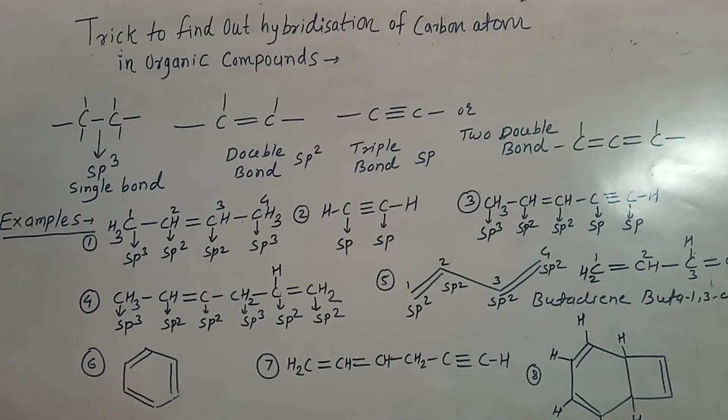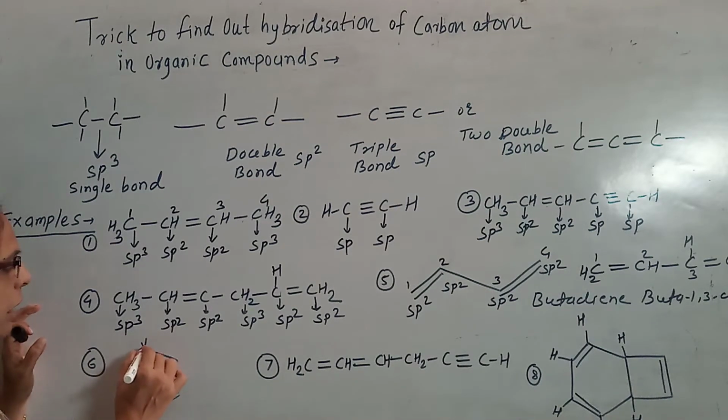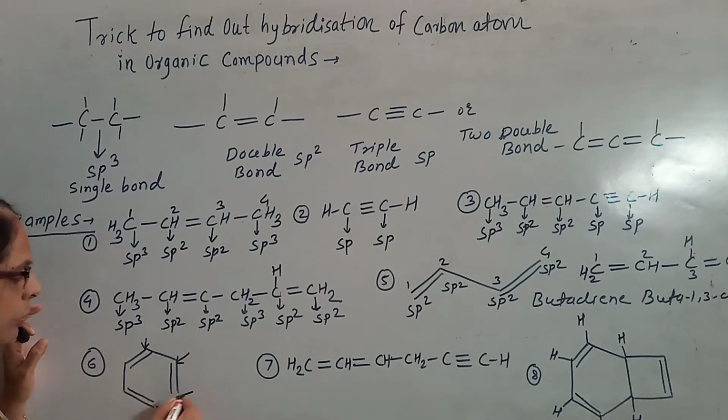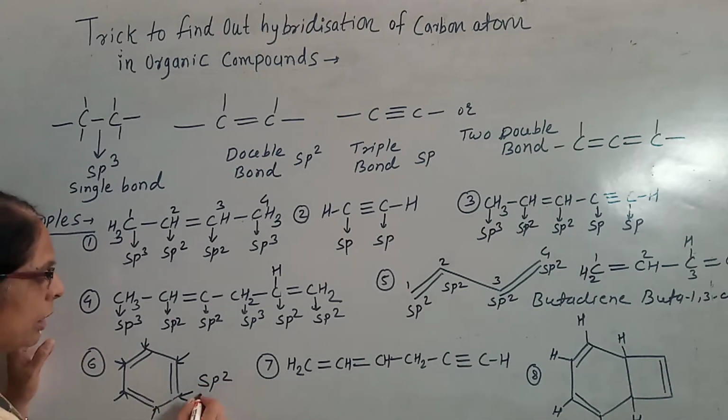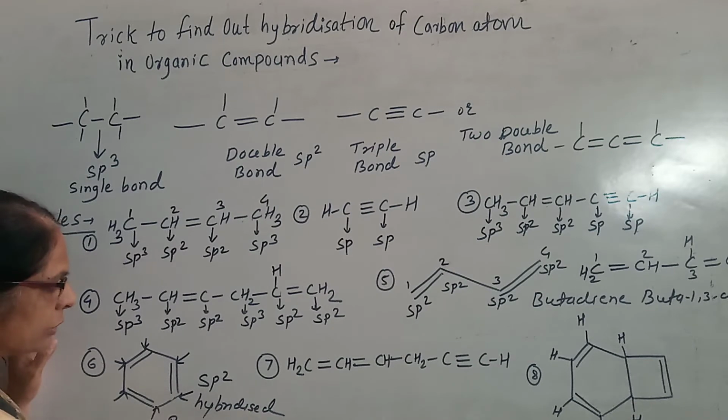Okay, both are correct. Now example number 6. In example number 6, look here. If you consider this carbon, this carbon, this carbon, or this carbon and this carbon, all carbons are bonded to double bonds. So all carbons are sp2 hybridized in benzene. In benzene, all carbons are sp2 hybridized.